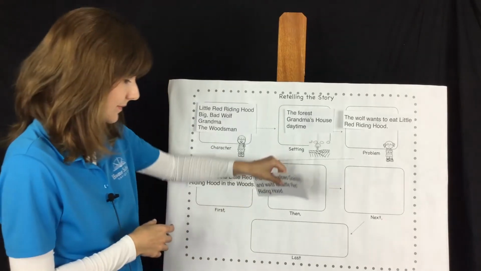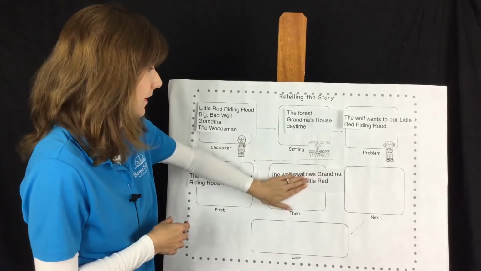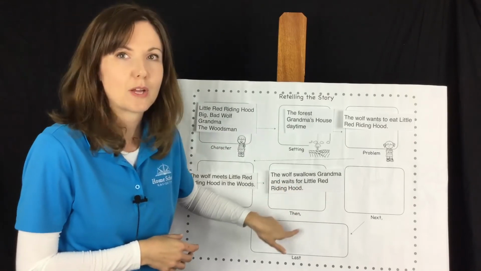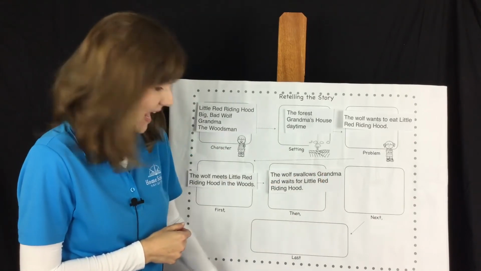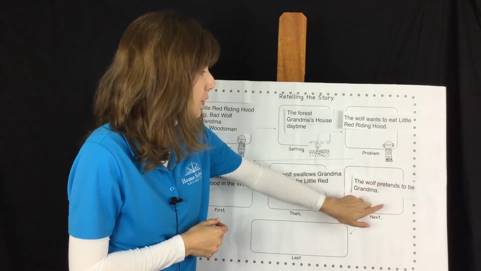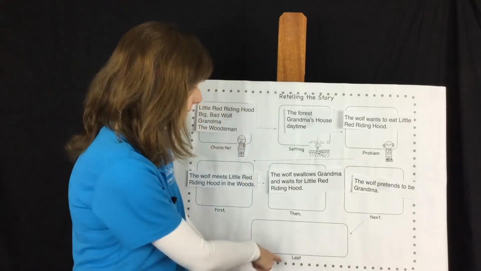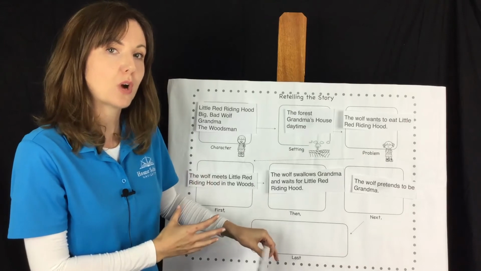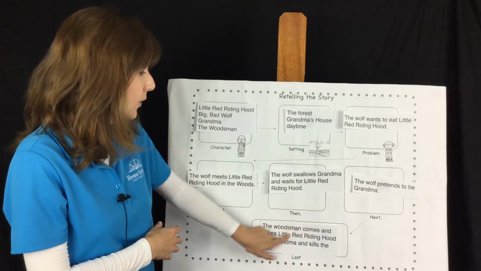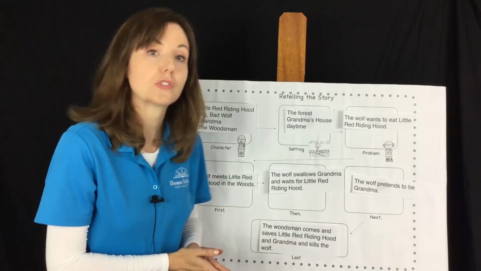Then what happens? Okay. The wolf goes to Grandma's house, swallows Grandma, and waits for Little Red Riding Hood. Okay. What happens next? We could say, okay, what happens next? The wolf pretends to be Grandma, and he's waiting for Little Red Riding Hood. What happens last? How's the problem solved? How does the story end? Well, the woodsman comes and saves Little Red Riding Hood and Grandma and kills the wolf.